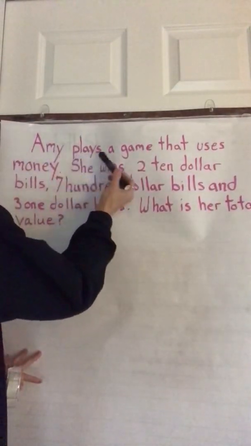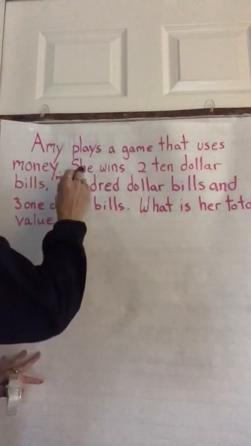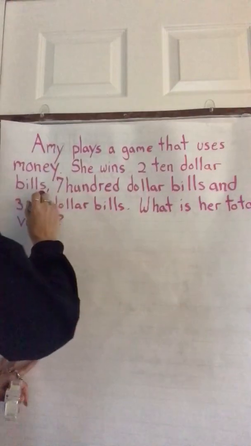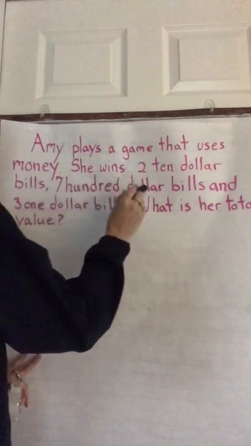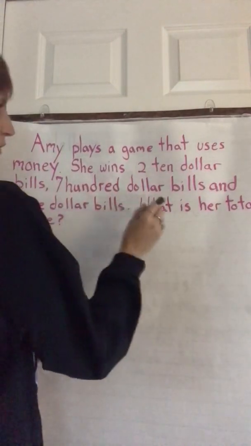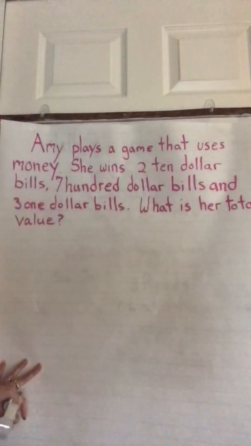Amy plays a game that uses money. She wins 2 $10 bills, 7 $100 bills, and 3 $1 bills. What is her total value?